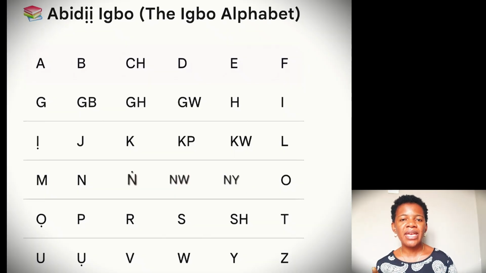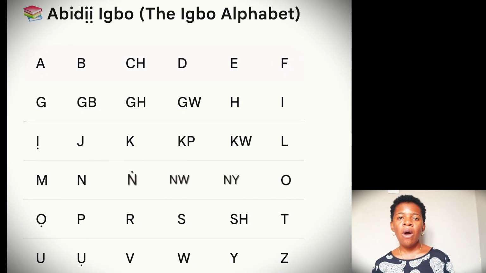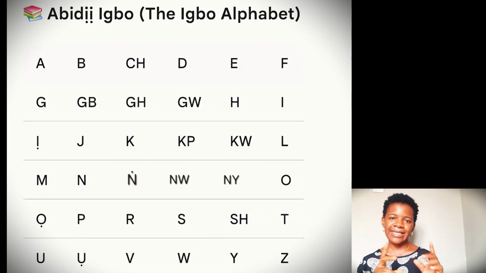So to the Igbo alphabet, I'm going to read out the 36 Igbo alphabets we have, starting from A, B, Ch, D, E, F, G, B, R, W, H, I, J, K, B, W, L, M, N, R, W, N, O, P, R, S, Š, T, U, V, W, N, Z.